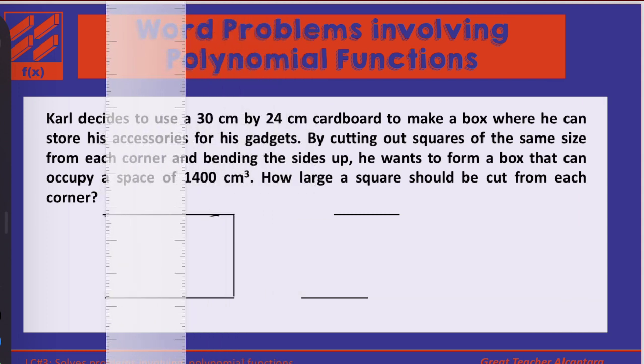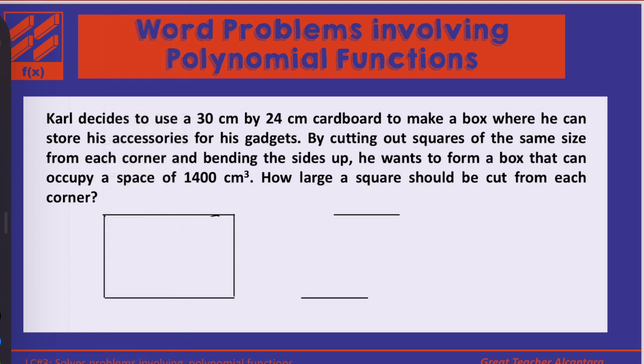And here it goes. As stated in the word problem, it's 30 centimeters by 24 centimeters. Hence, this is your length, and this one is your width. So our length is equal to 30, and our width is equal to 24. Then the next step is that he wants to cut out some squares on the sides. So basically, he wants to cut out these pieces here, equal squares.